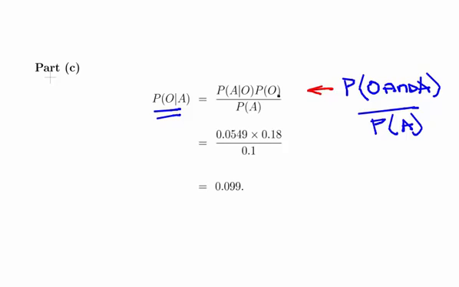We know that the probability of O is 18%. We know that the probability of having an accident is 0.1, and in the last part we found that the probability of A given O is 0.0549. Working that all out with a calculator, we should get an answer of 0.099, and that is the answer we're looking for for part C. Okay, we'll leave it there.